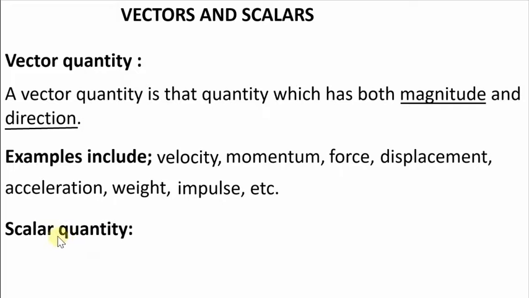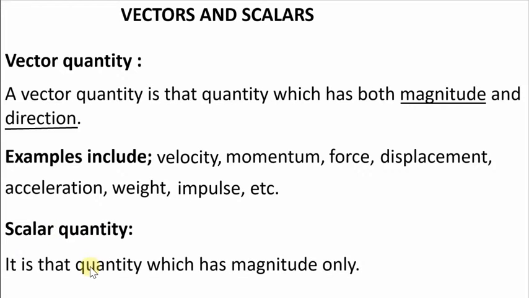Then let's look at scalar quantity. It is a quantity which has magnitude only. A quantity which has magnitude only is referred to as a scalar quantity, meaning that whenever you are describing a scalar quantity, you just need to talk about the magnitude and you do not need to talk about the direction. You can also say it's a quantity which has magnitude but no direction. That also is the definition of a scalar quantity.